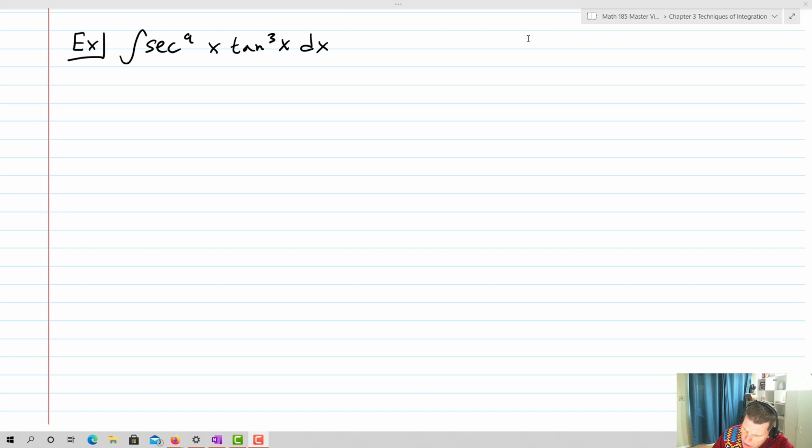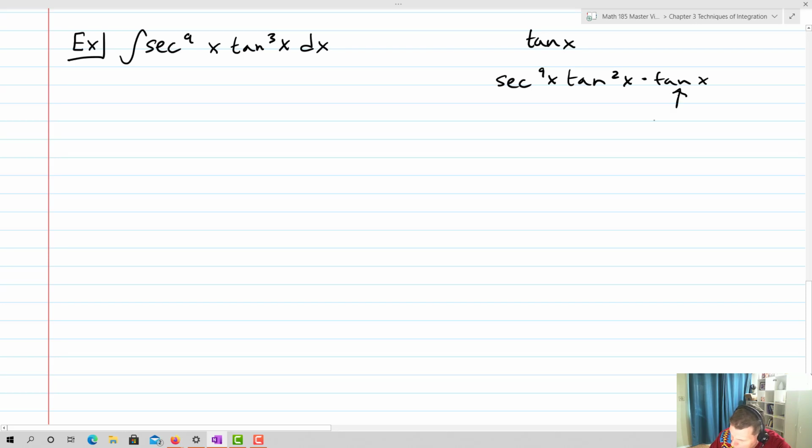Okay? So what I'm going to think about is that if I pull out just a tangent x, like I did previously with the cosine, I'm going to be left with secant to the ninth x tangent squared x times tangent x, okay? But tangent x is not a derivative of secant. The derivative of secant is secant x tan x. So consequently, that's not going to help us out too much, okay? So we don't want to do that.